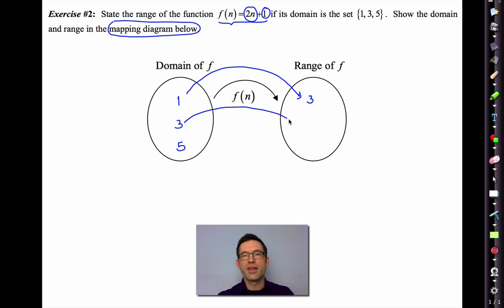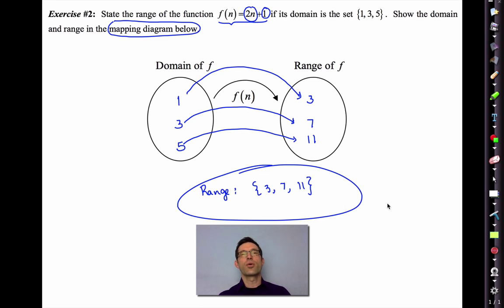So an input of 1 gets converted to an output of 3. On the other hand, if I take 3 and I multiply it by 2, I get 6, and I add 1, and I get 7. And one more time, 2 times 5 is 10, plus 1 is 11. So my range is 3, 7, 11 in roster form. All right, so that was easy, right? Let's clear this out and go on to ones that are a little bit more complicated.